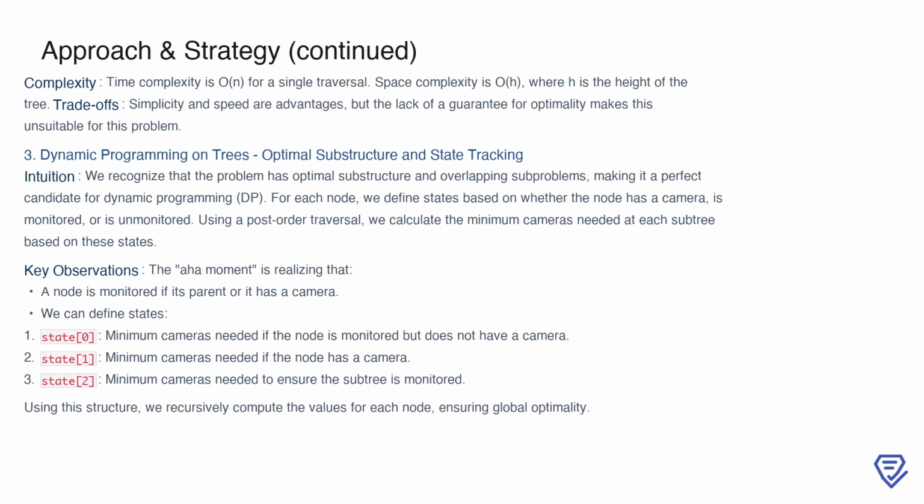The greedy approach, while simpler and faster, is limited by its inability to guarantee an optimal solution. It has a time complexity of O(n) for a single traversal and a space complexity of O(h), where h is the height of the tree.